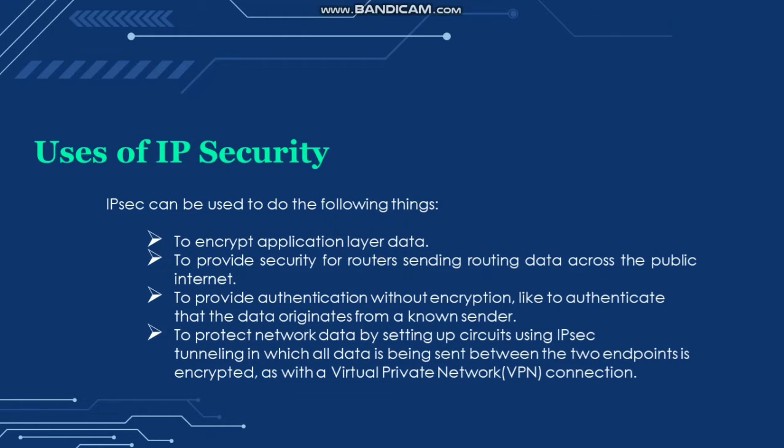Uses of IP security. IPsec can be used to do the following things. First is to encrypt application layer data. Second, to provide security for routers sending routing data across the public internet. Third, to provide authentication without encryption, like to authenticate that the data originates from a known sender. And last, to protect network data by setting up circuits using IPsec tunneling, in which all data being sent between the two endpoints is encrypted, as with a virtual private network or VPN connection.